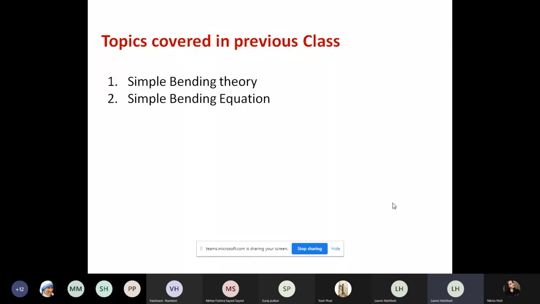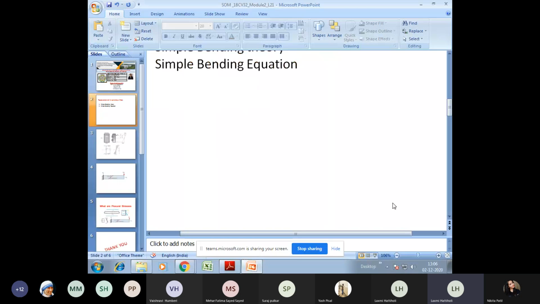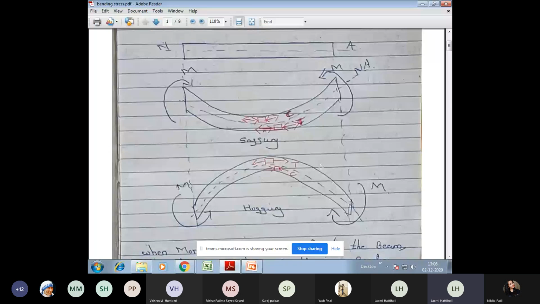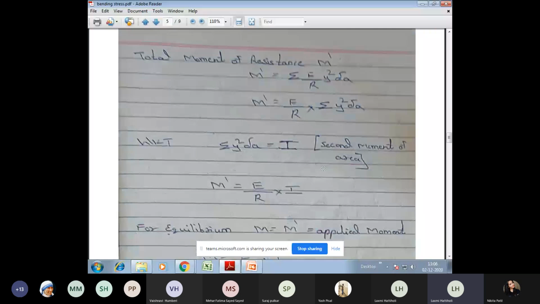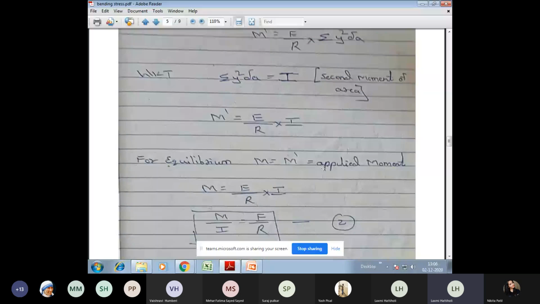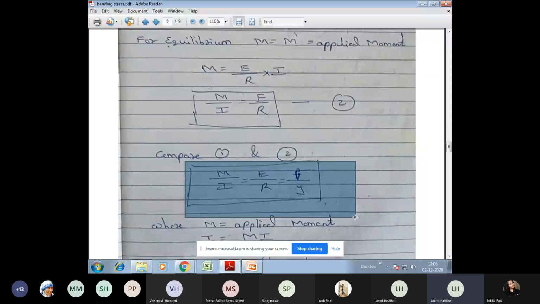We have also discussed the importance of that bending equation. Let me revise that importance once again, and then I'll continue with the next part. These are the things we learned in the previous session. So today, let me revise the bending equation. As you said, the final equation is M by I is equal to E by R is equal to sigma divided by Y.